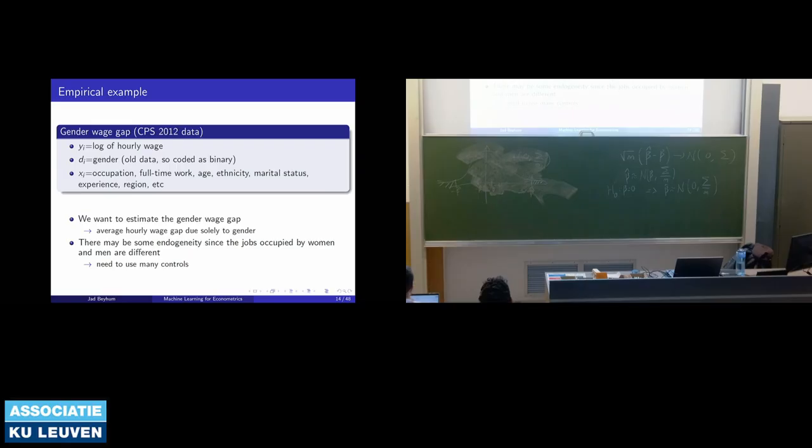Di will be gender. As I said, it's all data. This is a CPS 2012 data, so gender is just a binary variable here in this all data. And xi is going to be occupation, full-time work, age, ethnicity, marital status, and a lot of controls. Okay, so that's a case where you want to estimate the effect of gender on wages once you have control for all of these other things.